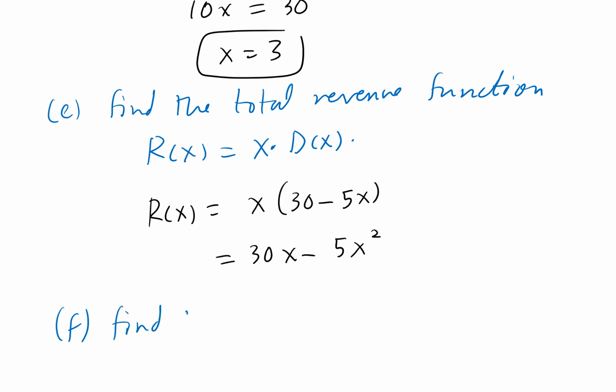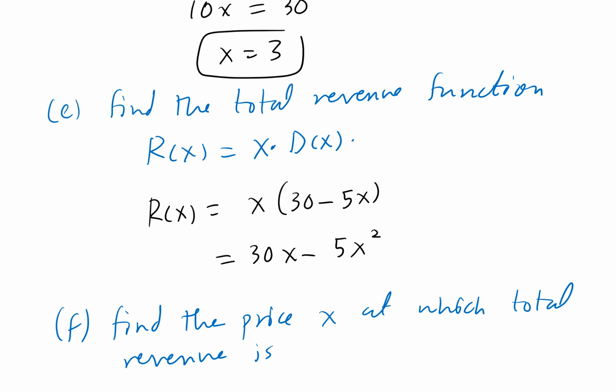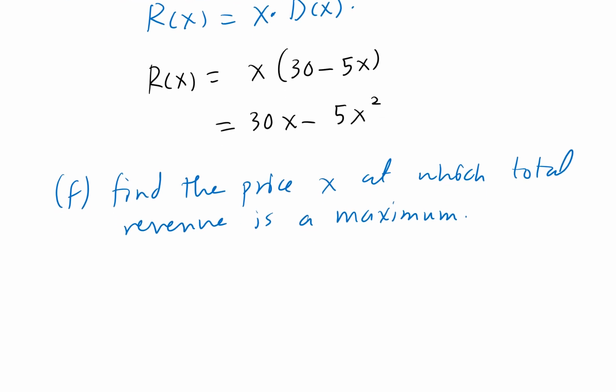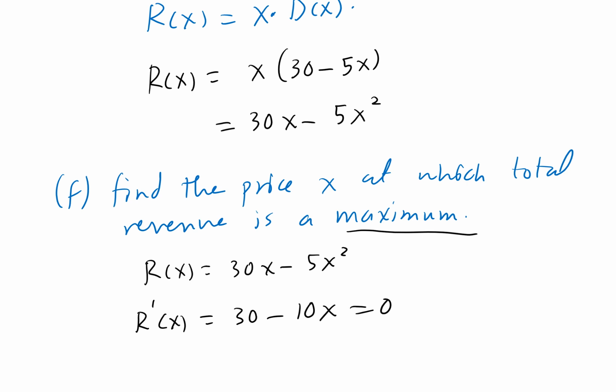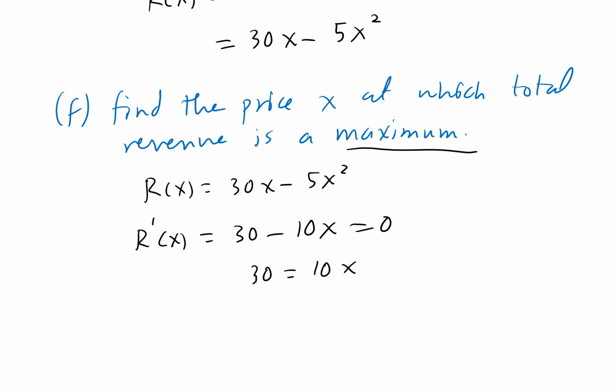Find the price x at which the total revenue is a maximum. So we found the function for the revenue. Maximum or minimum reminds me of derivative equal to 0. So we have R of x, 30x minus 5x squared. We find R prime of x, which is 30 minus 10x. If we set that equal to 0, we can add 10x to both sides and divide by 10. So x is the price at which the revenue is a maximum. The revenue will be maximized for this specific demand function when x equals 3.